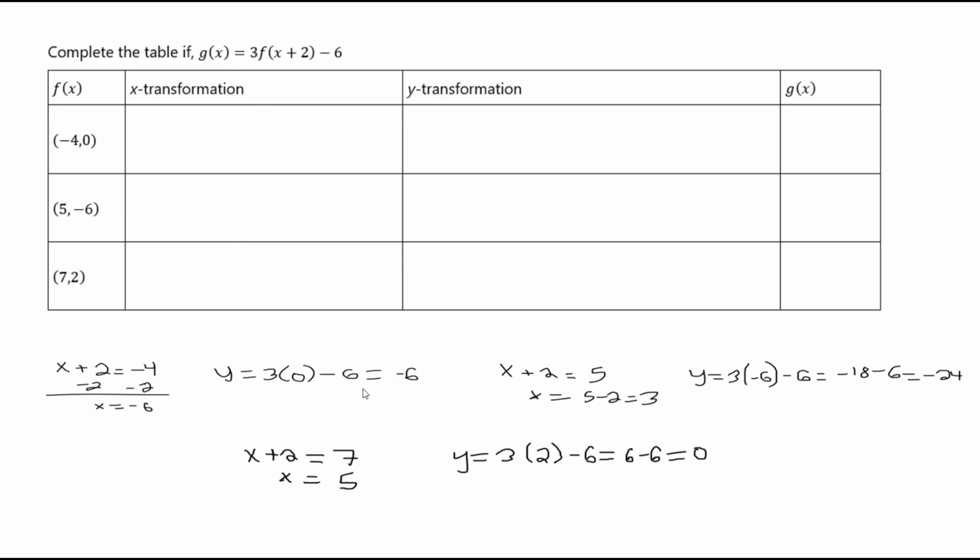Looking at the last one, we're going to set x plus 2 equal to 7. So if x plus 2 equals 7, x has to be 5. We also know that the y is 2, so we can plug that 2 in for f. So we got 3 times 2 minus 6 is 0.